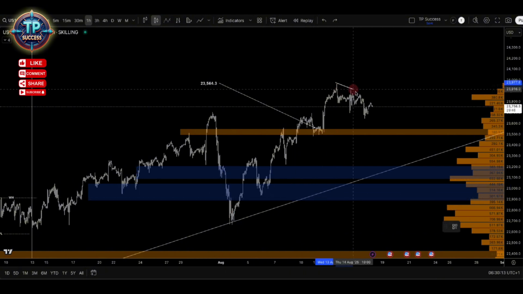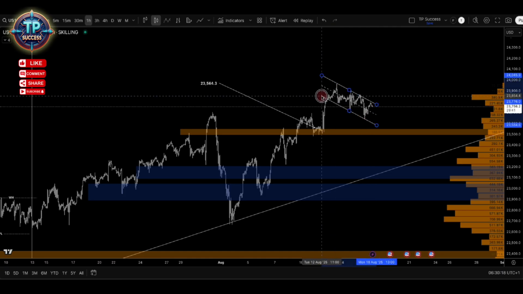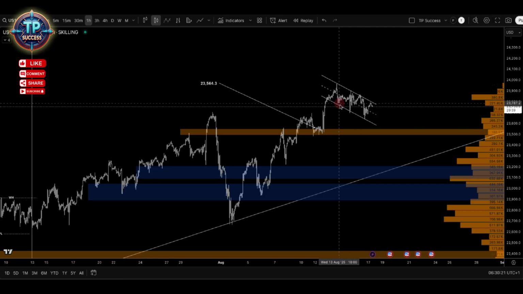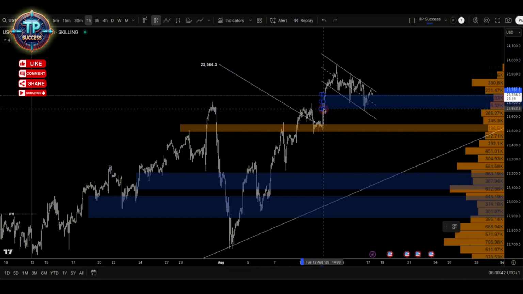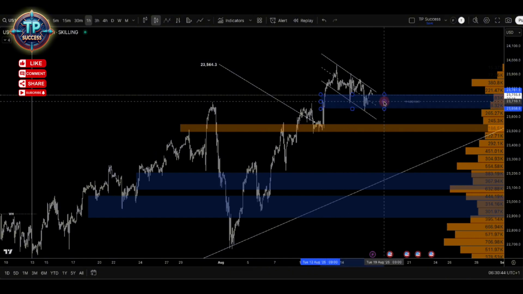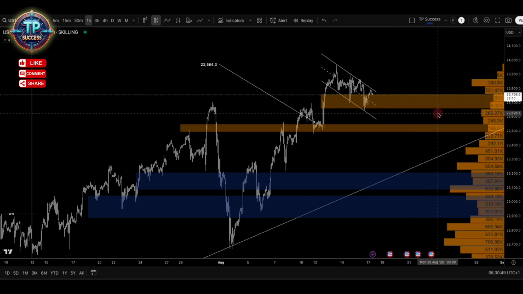This is what we can see right now. This situation usually has a high probability of pushing to the upside. So now let's have a look to see if volume profile agrees with the fact that price could move up. And it kind of does.